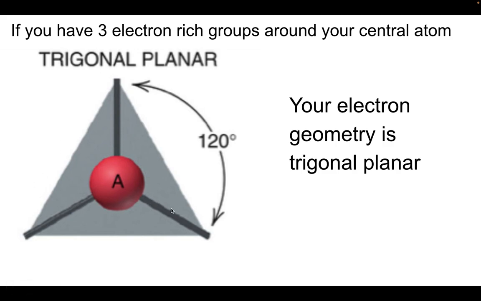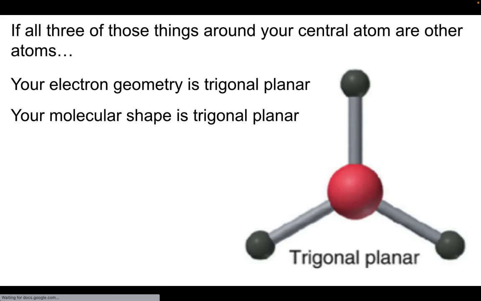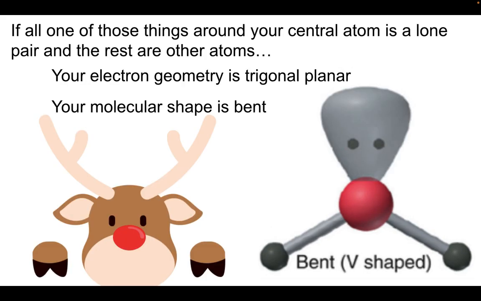Okay. Now, if all 3 are bonded atoms, like the ones with boron, your molecular shape is going to be trigonal planar as well. Again, I just said this on the previous slide: your electron geometry is trigonal planar and your molecular shape is also trigonal planar. Okay, this to me reminded me of Rudolph the Red-Nosed Reindeer. That's why I put it here.